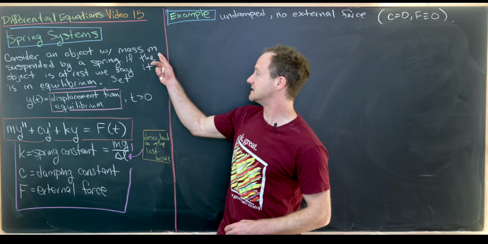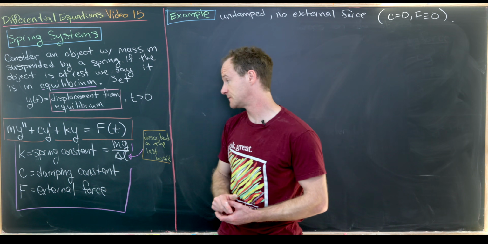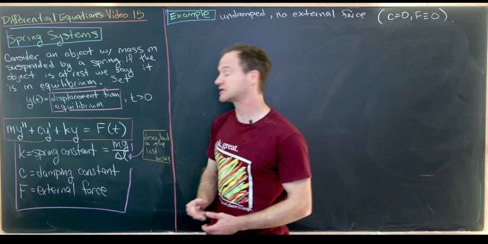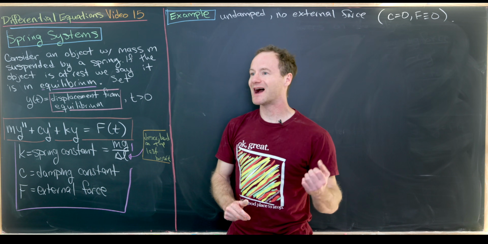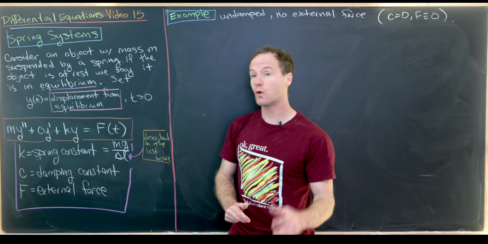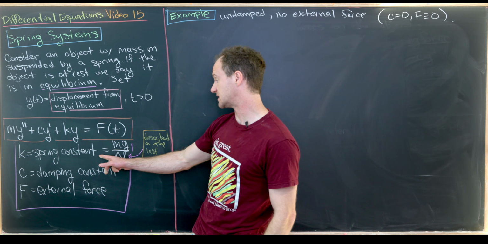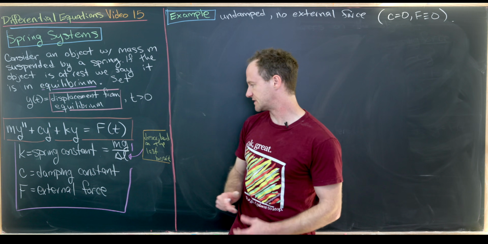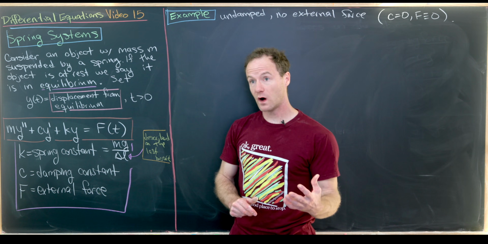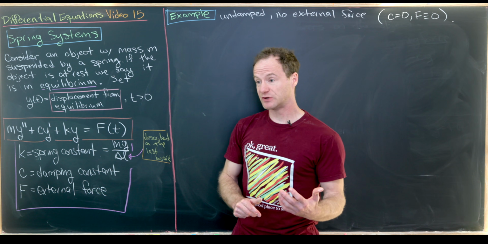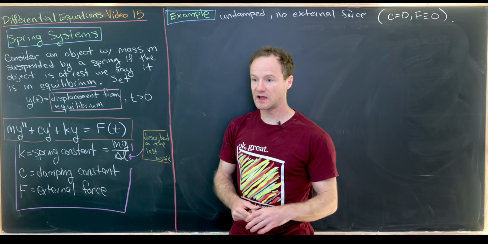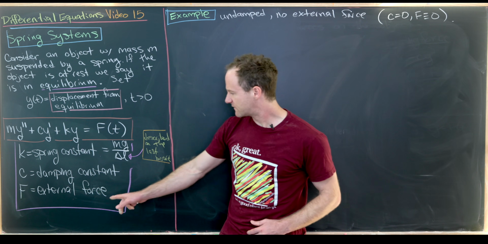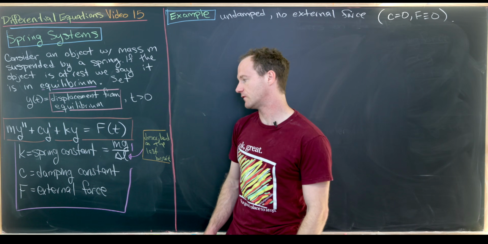Let's recall that m is the mass of the suspended object, c is a damping constant, and k is the spring constant. And we could either be just given the spring constant, or we could calculate the spring constant as m times g over delta L. And let's recall that delta L was described on the last board. It was the difference between the length of the unweighted spring and the length of the weighted spring at equilibrium. Okay, and then finally, capital F is the external force.